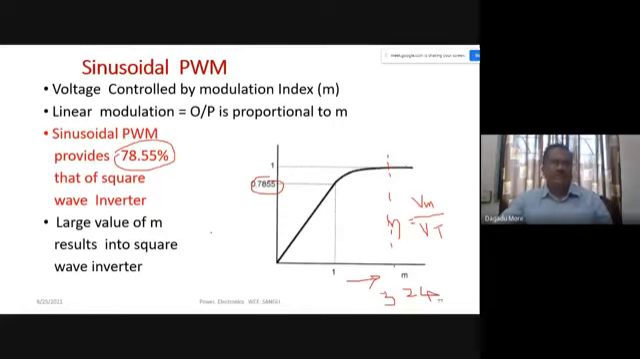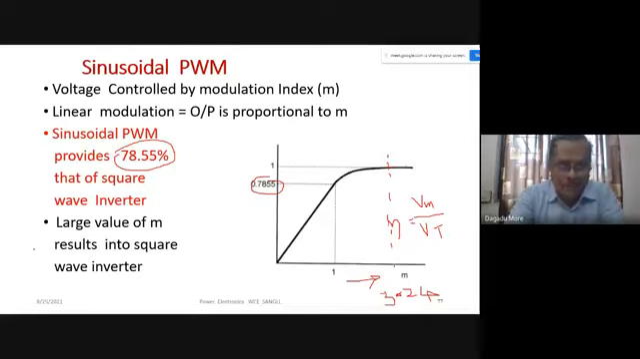78.55%. And whenever m is very large, when m is greater than 3.24, then we get into square wave inverter operation. Another name for square wave inverter operation is 180 degrees mode of conduction or the 6-step inverter. So with this background, we have reviewed the inverters.